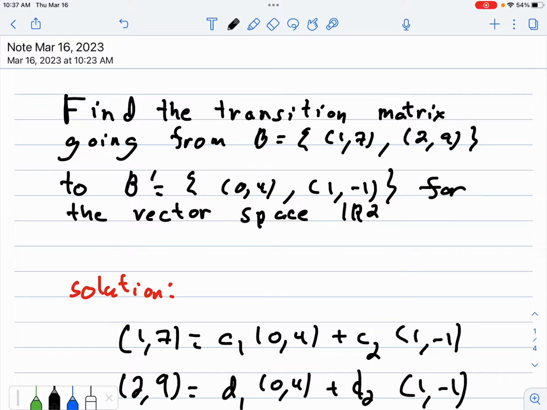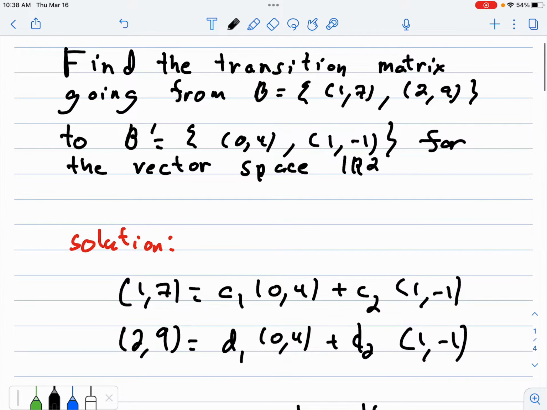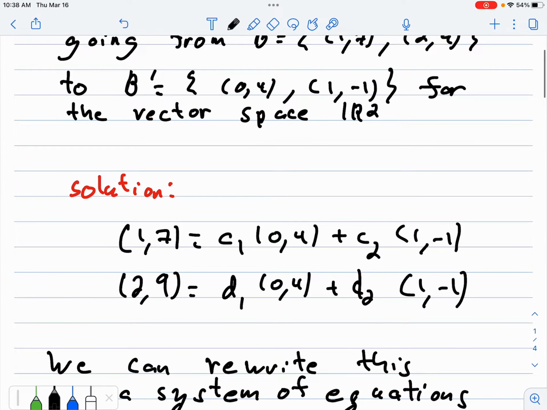All right, so essentially what you're trying to do here is write each of the basis vectors for one vector space in terms of another basis for the same vector space. So in this case, we want to take each of the vectors in B, (1, 7) and (2, 9), and try to write them as linear combinations of the basis vectors in B prime, (0, 4) and (1, -1). So we would have this system of equations right here, pretty much.